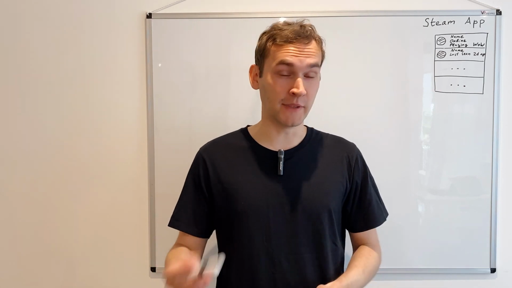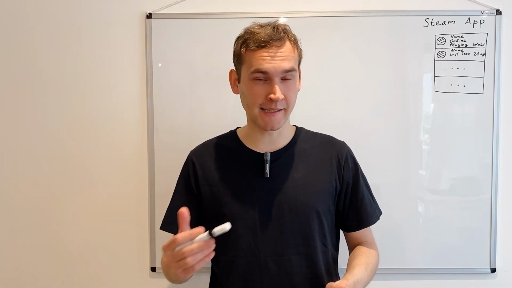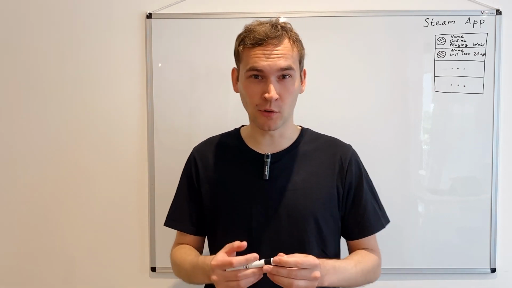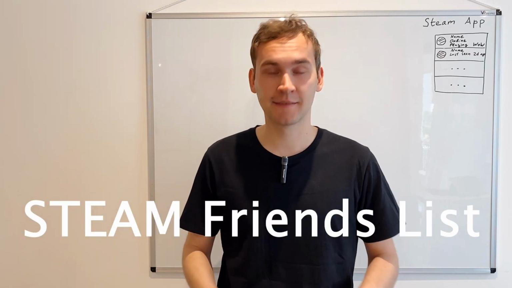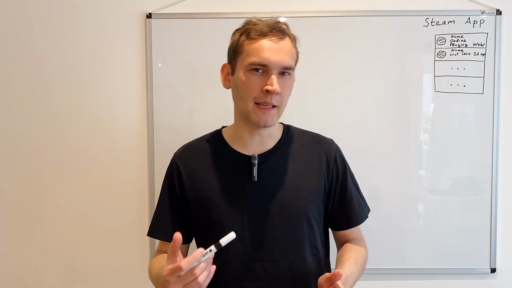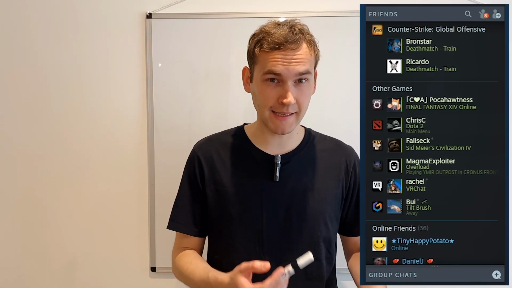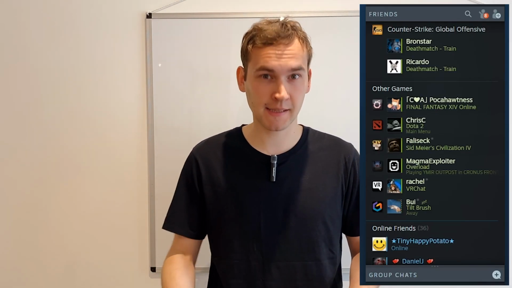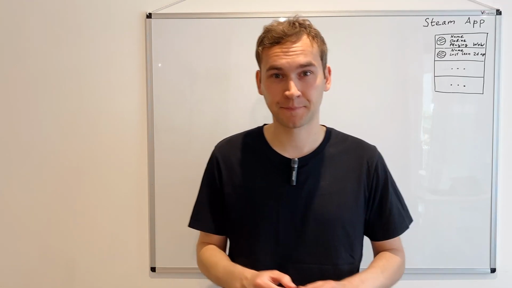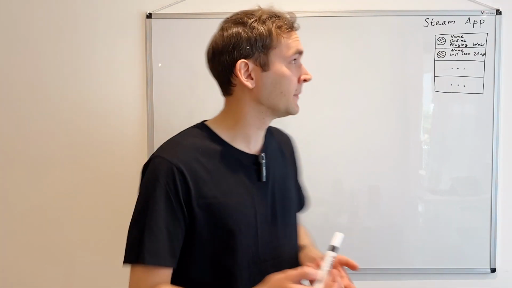Hey guys, today we'll be solving an iOS systems design question that is called Steam Friends List. Let's imagine we need to develop a companion mobile app for Steam to show a friends list and the statuses of your friends. Let's take a look at the mockup.